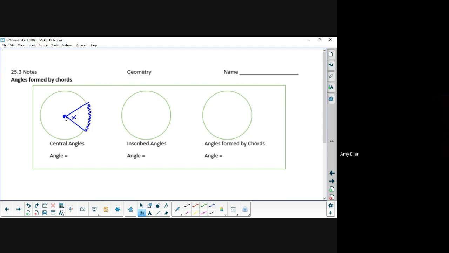What do we know about this angle and this arc? They're the same. The angle equals the arc. The angle is 71 degrees. The arc is 71 degrees.